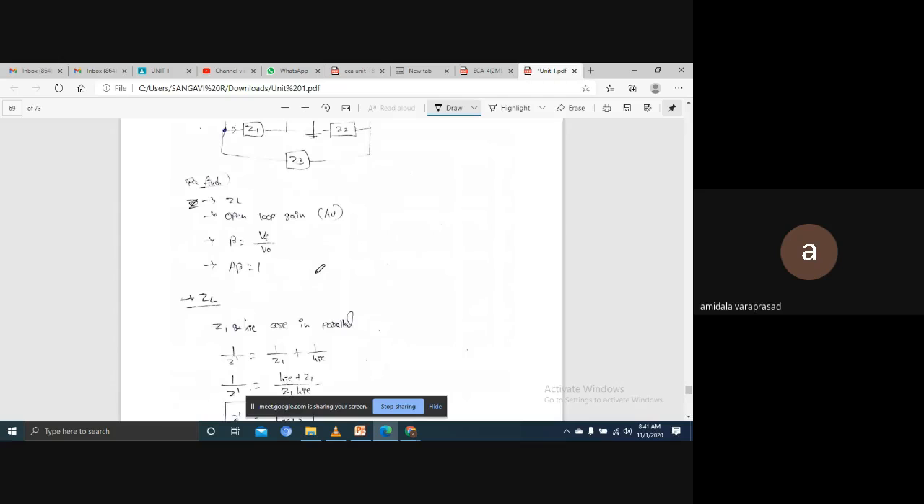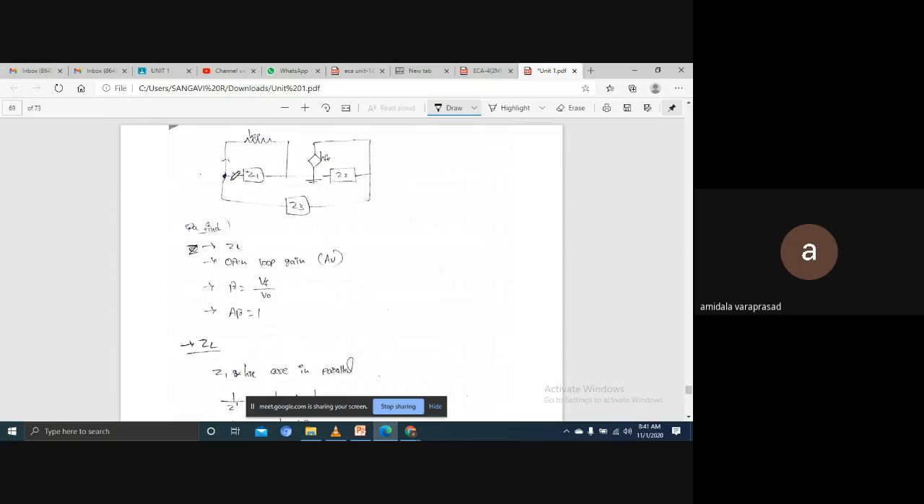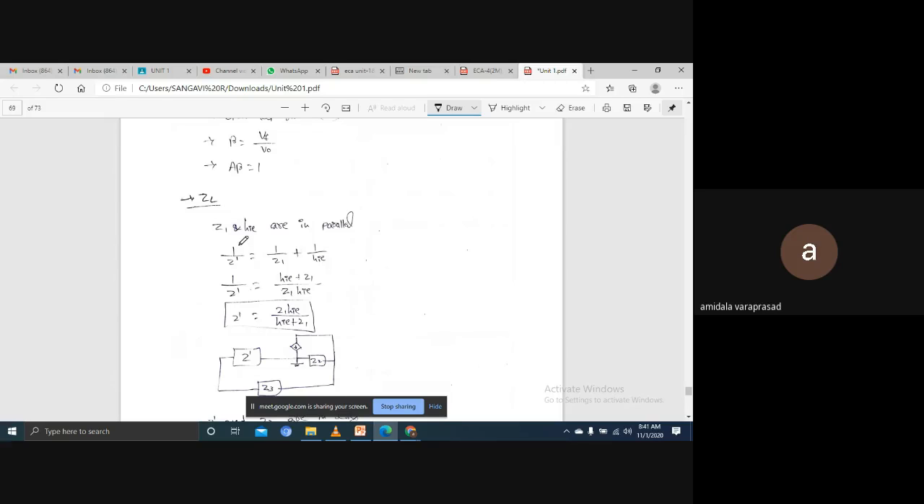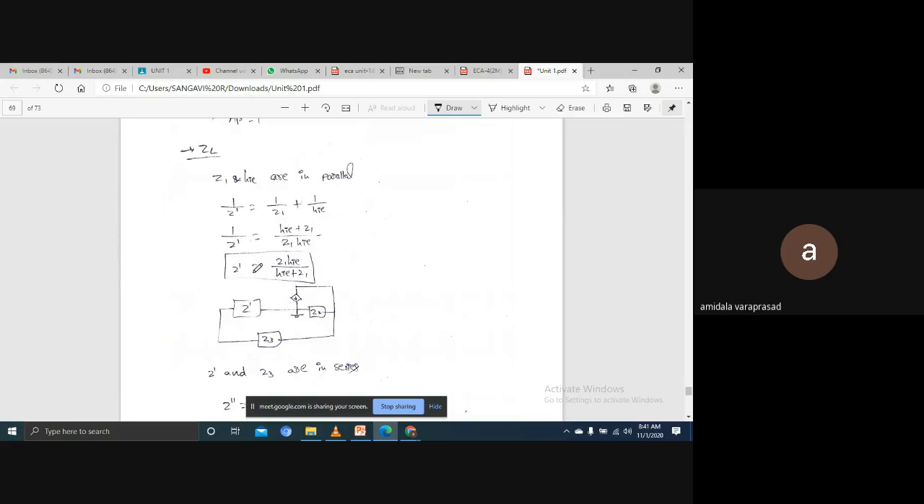I can minimize it. Z1 and HFE. If you observe here, current is going to be divided. When current is going to be divided, it means HIE and Z1 both are in parallel. Then I can write the equivalent impedance as 1 by Z dash. 1 by Z dash is equal to 1 by Z1 plus 1 by HIE. If you take LCM and take the reciprocal, we get Z dash.